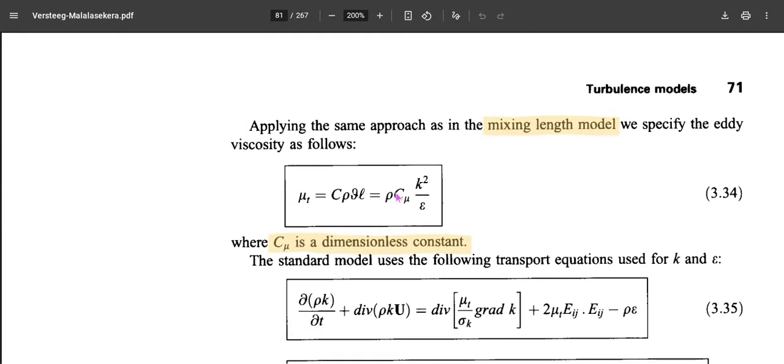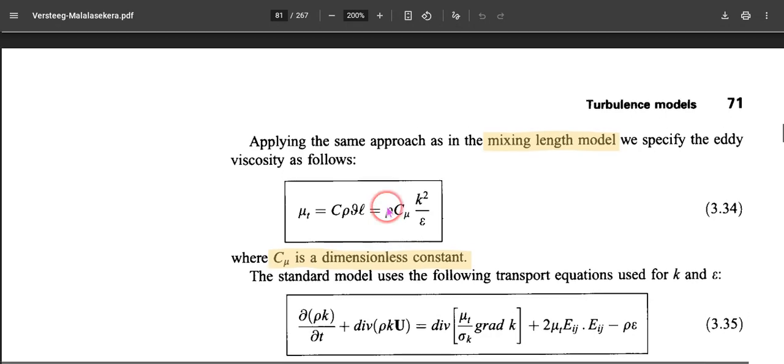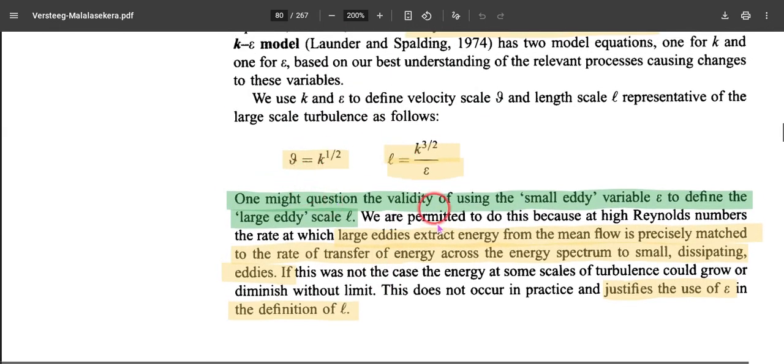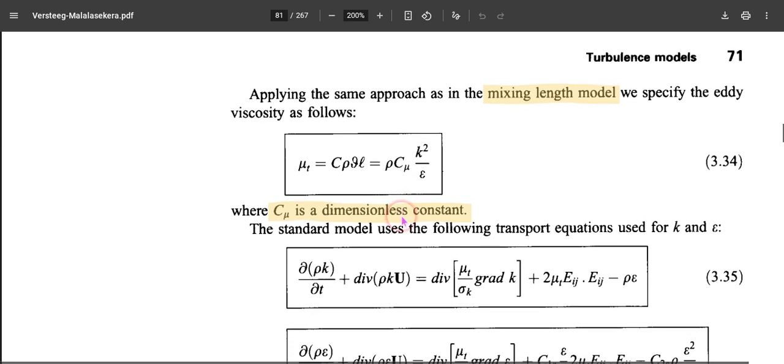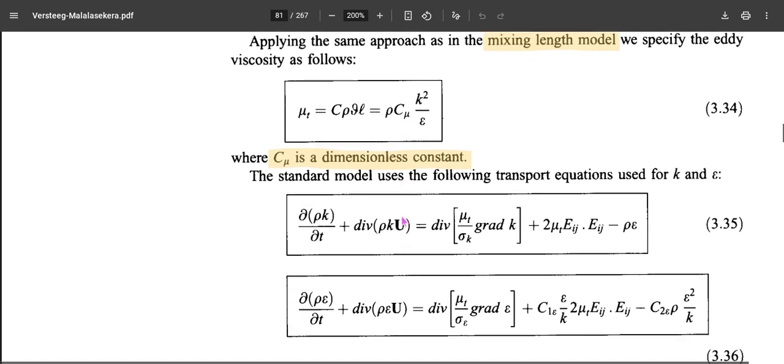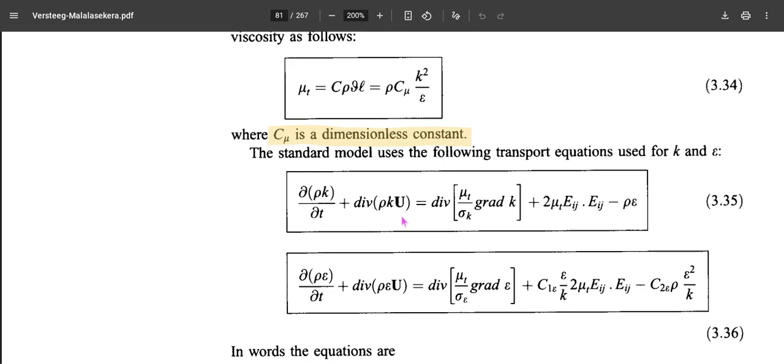Based on this analogy, similar to the mixing length model, we have these expressions, and we substitute them and finally end up with the turbulent viscosity in terms of fluctuating kinetic energy and viscous dissipation. So we finally have two equations for k and epsilon, that is 3.35 and 3.36.